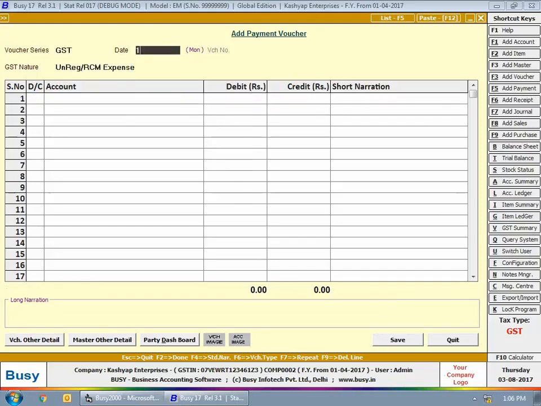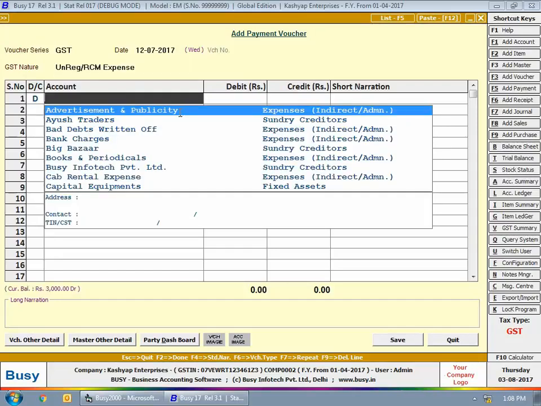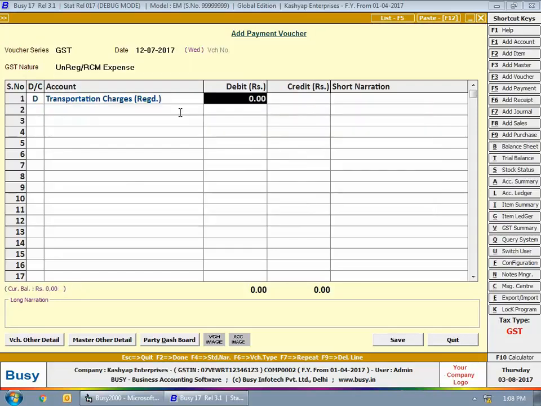Next, we are entering one more payment voucher for 12th July. Here we are taking the GST nature as unregistered RCM expense and we are debiting the transportation charges registered expense account with 3000 rupees.